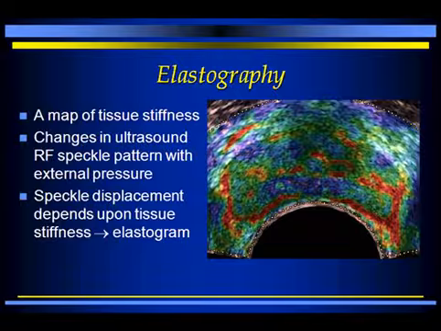Elastography is basically a map of tissue stiffness. Basically, the changes in the ultrasound RF speckle pattern with external pressure can be used to map out the elasticity of different parts of the prostate. And that creates a picture which we call the elastogram. Most of the elastography systems that are out there right now use that RF speckle pattern and the change of that speckle pattern with external pressure to make the elastogram.